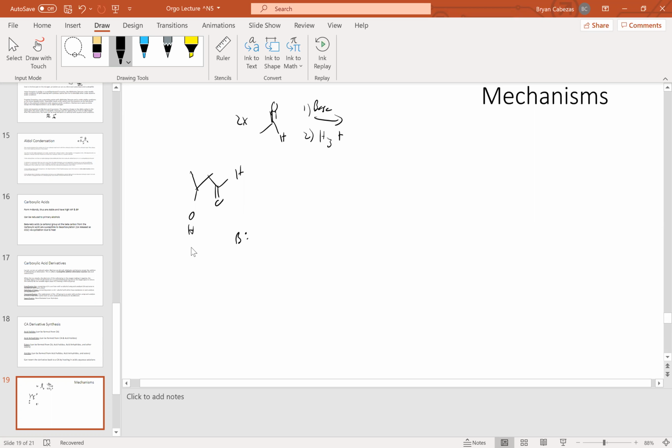And then the base is going to come in. Let's say we introduce, okay, so we have product. And this product is like this. And then we introduce the product to a strong base like NaOH, for example. What we're going to have is the base come in and take this hydrogen. The sigma bond that's part of the hydrogen is going to go back into the oxygen.